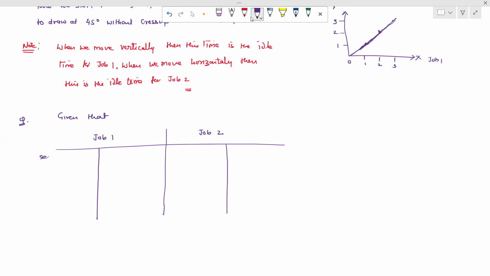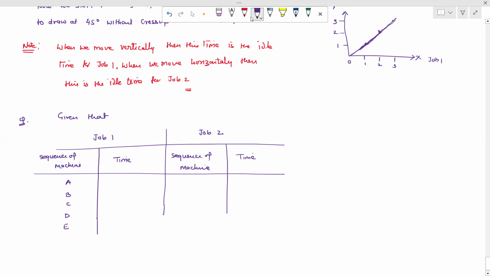Here we have the sequence of machines and the time for job 1. Again, here we have the sequence of machines and the time for job 2. The sequence of machines is given as A, B, C, D, and E. The times are given as 3, 4, 2, 6, and 2.